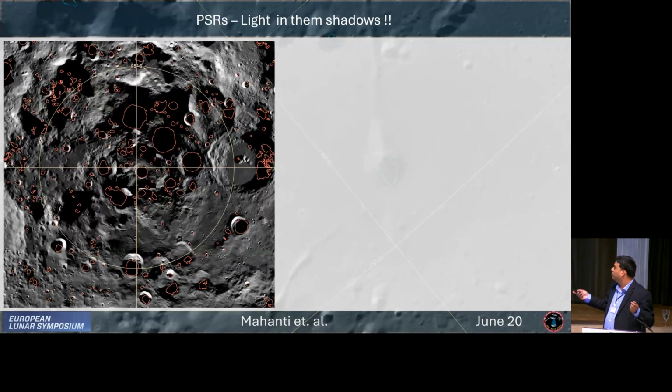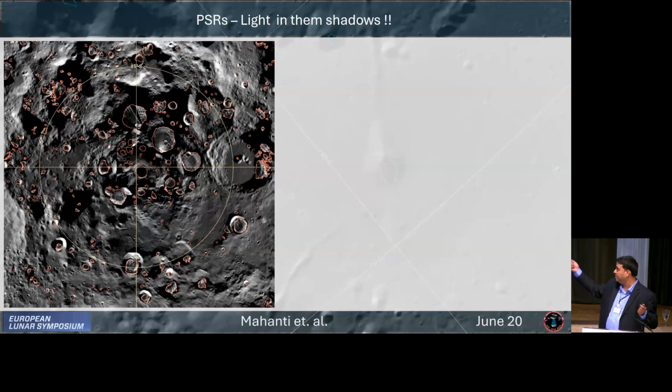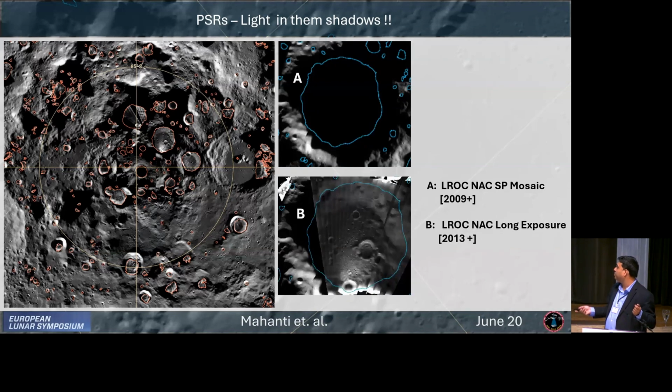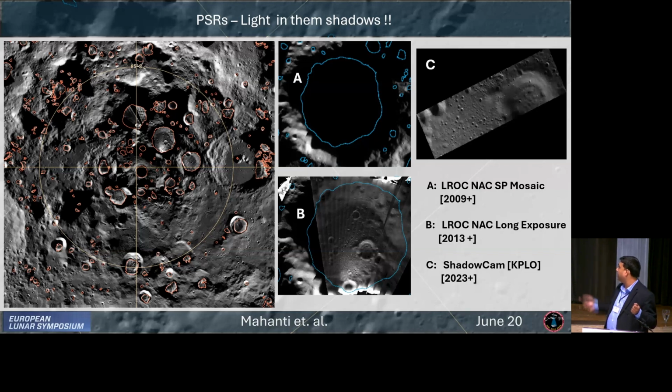So inside these shadows, we actually do have light. This image here is a little bit old, actually. In 2009, this was the situation for the South Pole mosaic. You can see here inside Shoemaker, this is the long exposure NAC from about 4 years later. And this is right now with ShadowCam in 2023. So you can now see clearly inside the Thule crater inside Shoemaker.